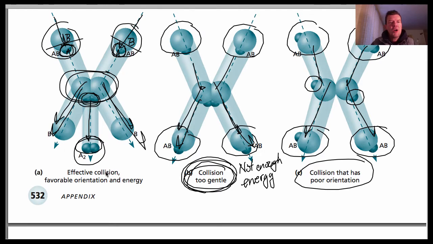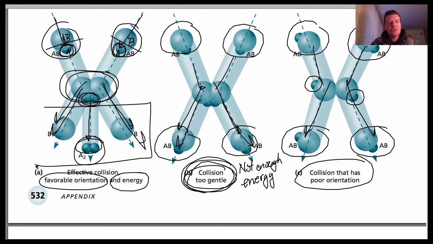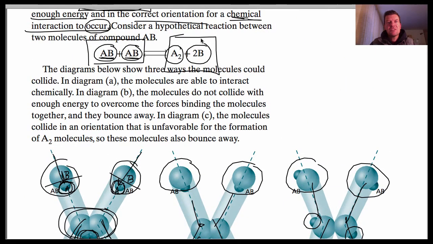Only if there's a strong enough collision, enough energy, and the favorable orientation or angle are you going to get the result that you want. And that result here is A2 plus 2B.